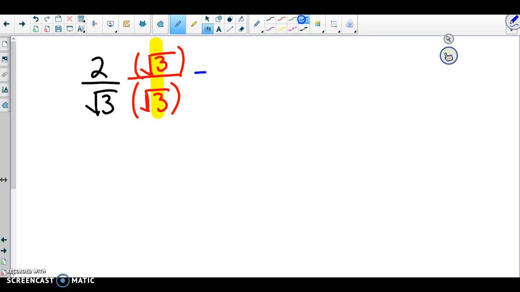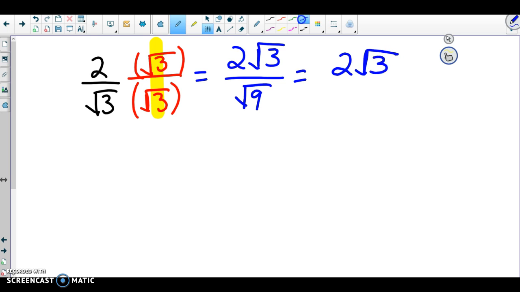And so this is going to equal, I'm going to have 2 square roots of 3. And in the denominator, the square root of 3 times the square root of 3 would be the square root of 9. Well, I can simplify the square root of 9. So I'd have 2 square roots of 3 all over 3. And I'm double checking to make sure, can I simplify something or anything like that? And I can't. So that is my answer right here. Okay.